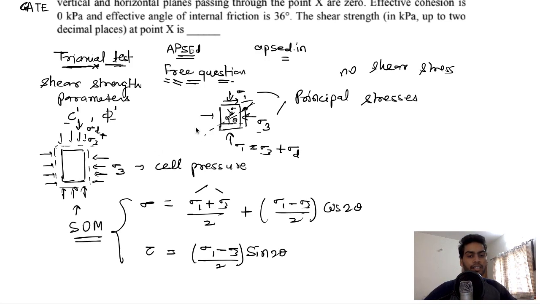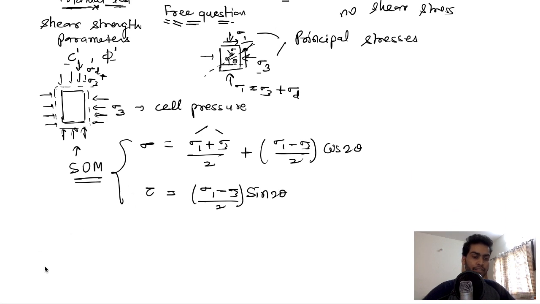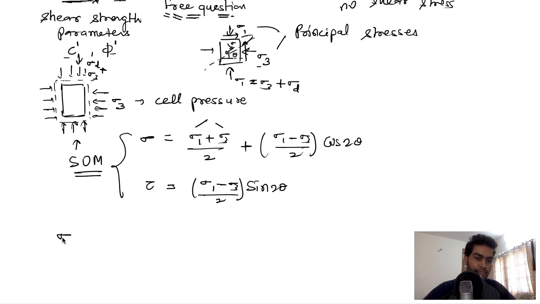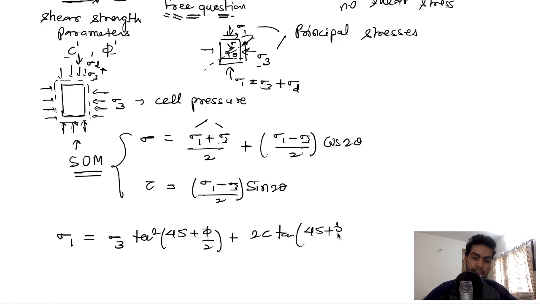Now something specific to soil, we have another equation giving the relation between sigma 1 and sigma 3. Sigma 1 is given as sigma 3 tan square (45 plus phi by 2) plus 2c tan (45 plus phi by 2). So this is the relation between sigma 1, sigma 3, phi and c.